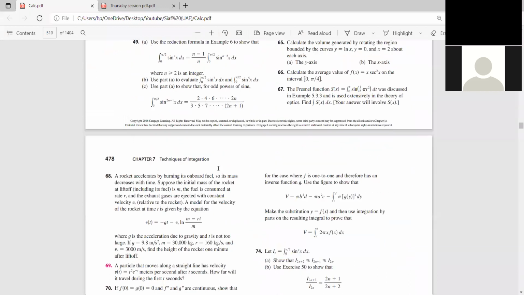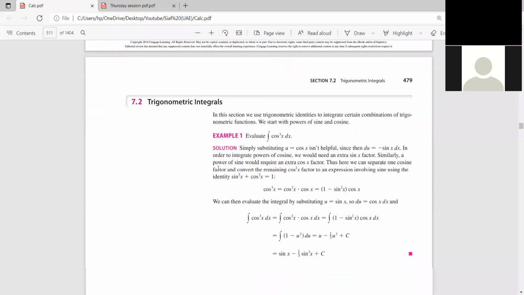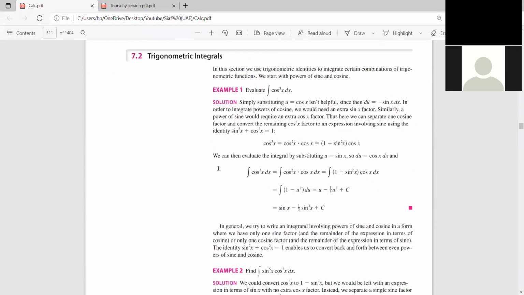So you were saying that let's start with the trigonometry integral. Okay. Yes. How many minutes left actually? Okay, we still have time. We have 15 minutes, I think. Yeah, that's good.